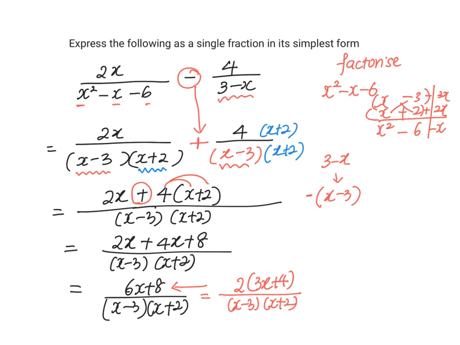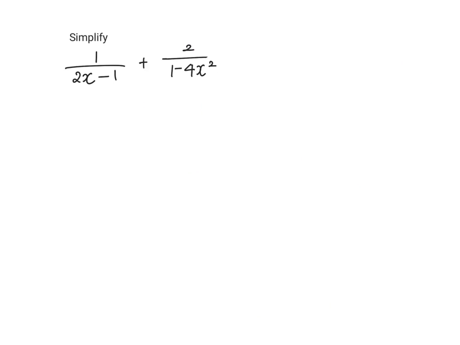In this case, as there's no other factor to cancel, you can choose to write your answer as this or this one. Simplify the following. What does it mean? It means to express it as one single fraction and in the simplest form. So for algebraic fractions, we always try to do factorization. So this is one factor.